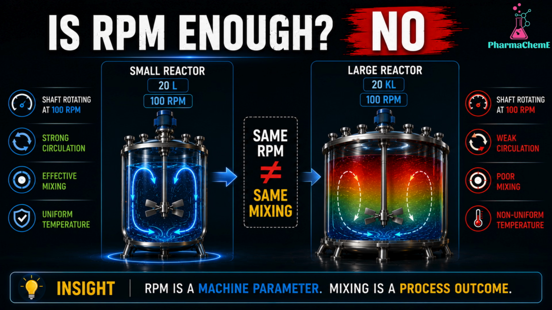One of the biggest misconceptions in agitation scale-up is believing that keeping the same RPM will produce the same mixing. But RPM simply tells us how fast the shaft rotates. It doesn't tell us how much liquid is circulating. It doesn't tell us how much mixing energy is entering the liquid. And it certainly doesn't guarantee the same process performance across different reactor sizes. That's why experienced process engineers rarely scale up agitation based on RPM alone.